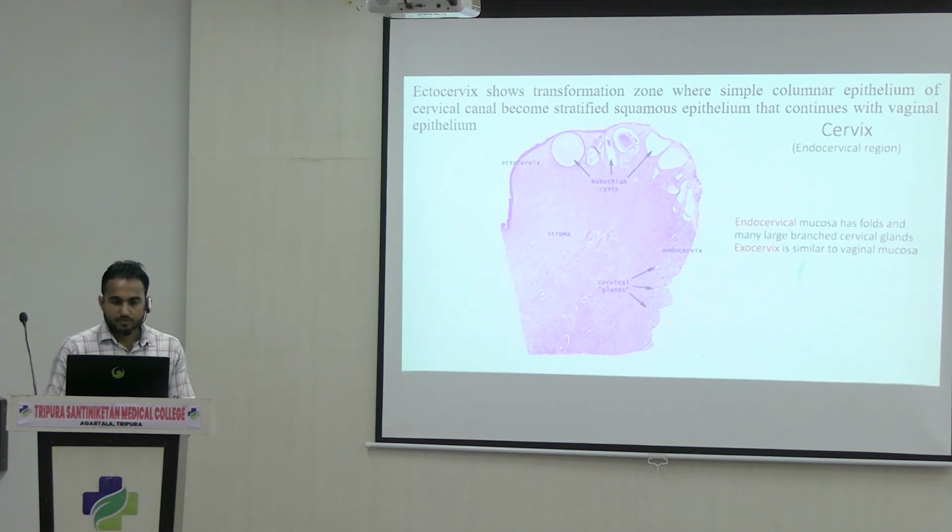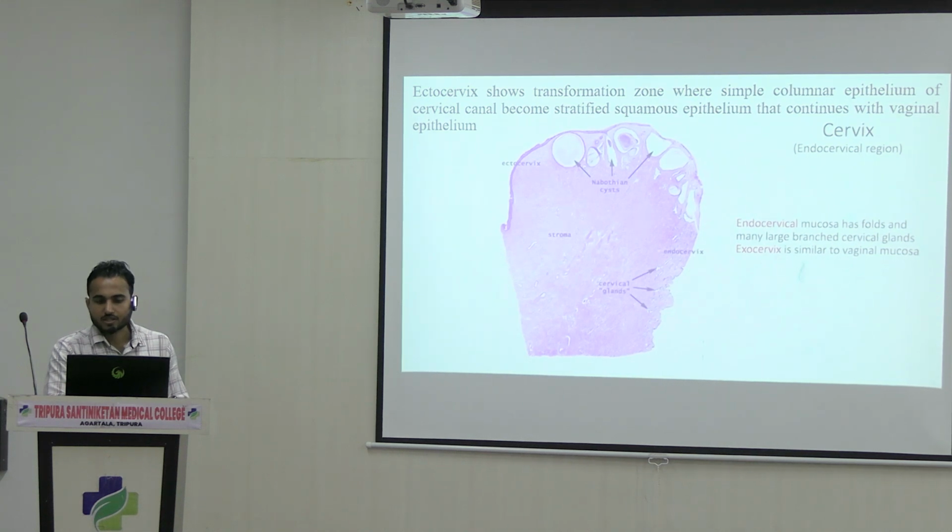Next, another part of the cervix is called the ectocervix. This is the transformation zone where the simple columnar epithelium of the cervical canal changes to stratified squamous non-keratinized epithelium, which continues with the vaginal epithelium. So we have seen three parts in the microscopic structure of the cervix.